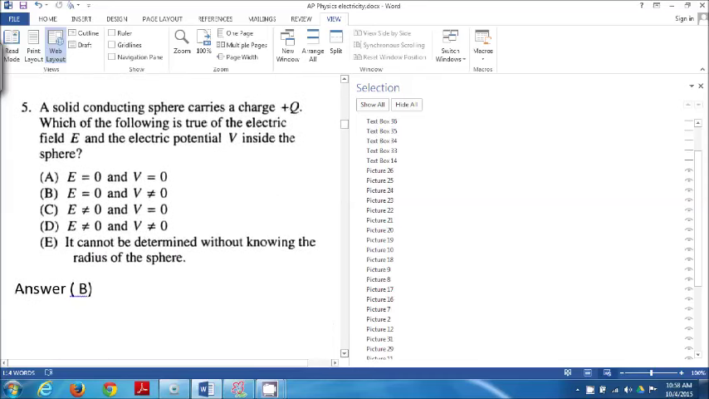A solid conducting sphere carries a charge plus Q. Which of the following is true of the electric field E and the electric potential V inside the sphere? The conductor is an equipotential region. Once it is equipotential, the force required to move a charge in an equipotential is 0, so there is no field. So the answer is B: the field is 0, but V is not equal to 0, and it would be constant in a conducting sphere.